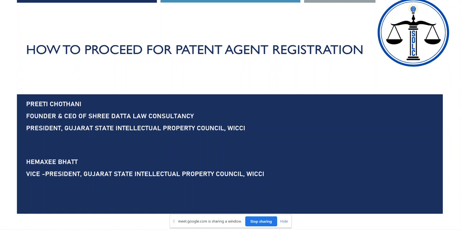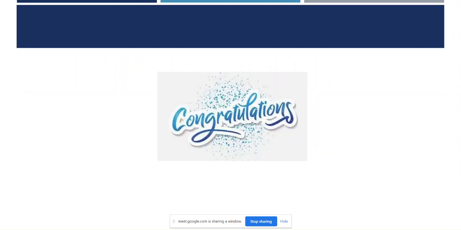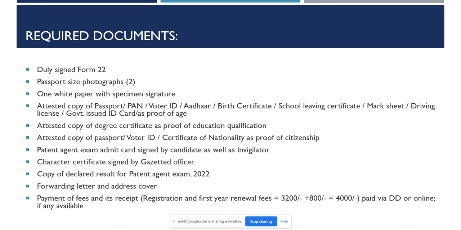So the session is on how to proceed for the patent agent registration. As Hemaxi told, it has equivalent importance to the exam you have given. After examination, this is a very important step to register with the Indian Patent Office, and after that you can start your practice as a patent agent. First of all, congratulations to one and all. And now we will start.